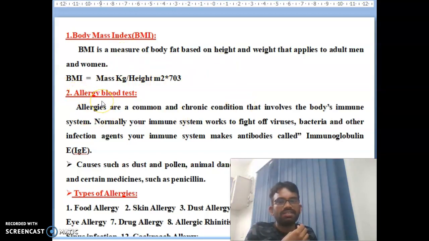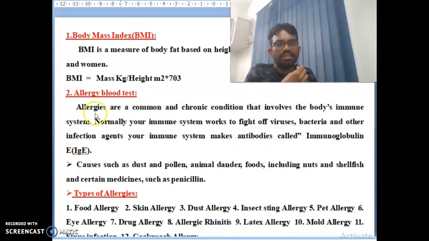The second one is the allergy blood test. Allergy is also one of the important measuring tests. Allergies are a common and chronic condition that involves the body's immune system. Normally our immune system works to fight off viruses, bacteria and other infectious agents. Our immune system makes an antibody called immunoglobulin E. In the allergy blood test, they mainly find out how much our immune system can fight against viruses, bacteria and other infectious agents.